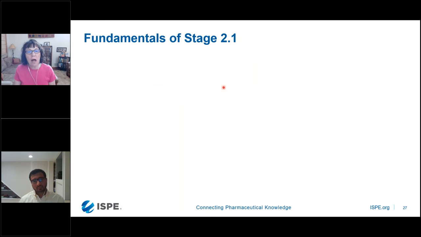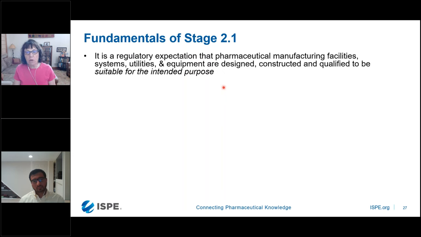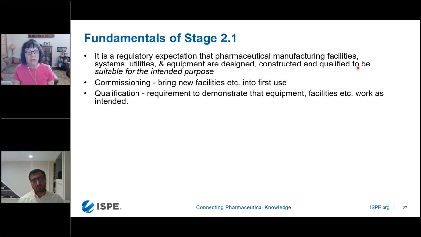So let's first start talking about stage 2.1, which is around the facilities, systems, utilities, and equipment. It's a regulatory expectation that those facilities, systems, utilities, and equipment are designed, constructed, and qualified to be suited for the intended purpose. Commissioning is a term used to say we're bringing new facilities into first use. Qualification is different. It's the requirement to demonstrate that the equipment works as intended. We haven't just put them into place. We have to design tests to ensure they work as intended.